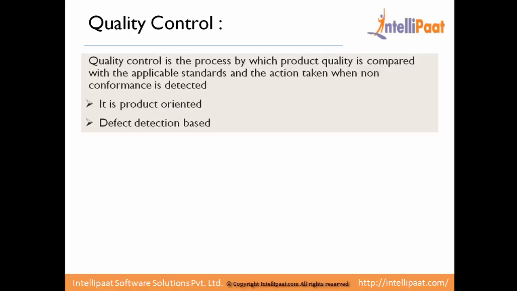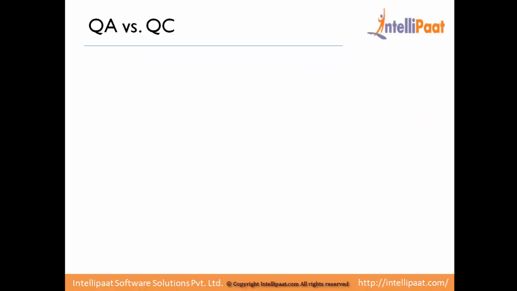And again, what we need to remember is that quality control is defect detection based. Quality assurance was defect prevention based, because it was trying to prevent defects in all the phases of the software development life cycle. In quality control, defect reporting, detecting, and investigation are given more importance, because all the non-conformances and non-compliances are logged as defects and then tracked throughout the software testing life cycle.